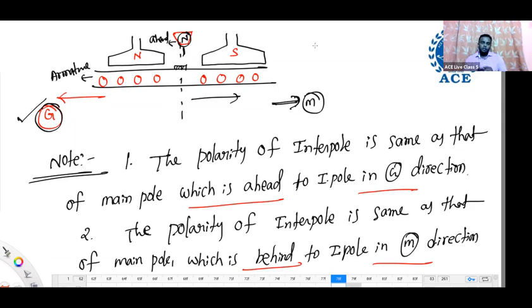More air gap under the interpole is to avoid saturation, because what is the current in the interpole winding? Armature current, which is very high current. If current is high, automatically flux is also very high. If flux is more, interpoles may saturate. So to avoid that saturation, we increase reluctance. How to increase reluctance? By increasing the air gap. That's why we put more gap there.